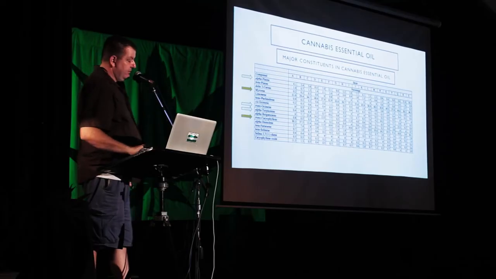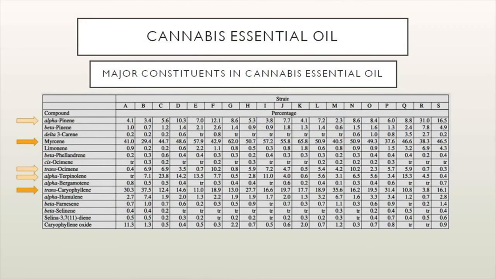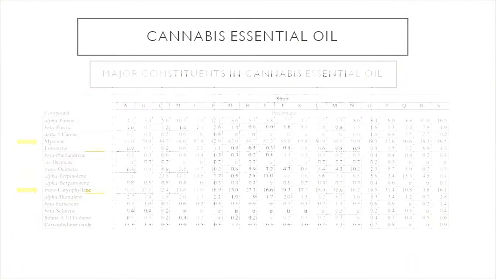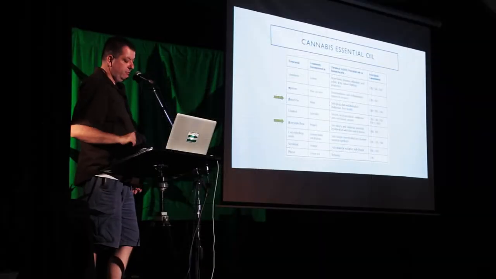Not going to go through this table. This was just to show that there's a whole lot of components of the essential oil, but there's only two major ones: the myrcene and the caryophyllene, which you can see have a synergistic effect with CBD and THC, both of them. So it's actually important to have them in your product.